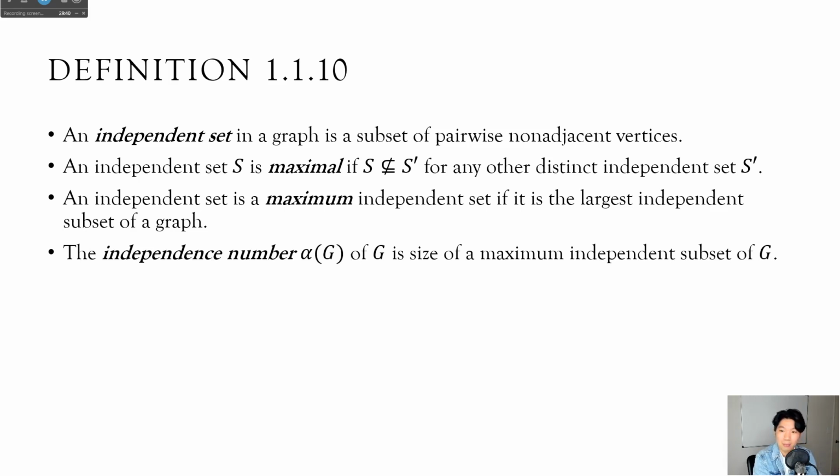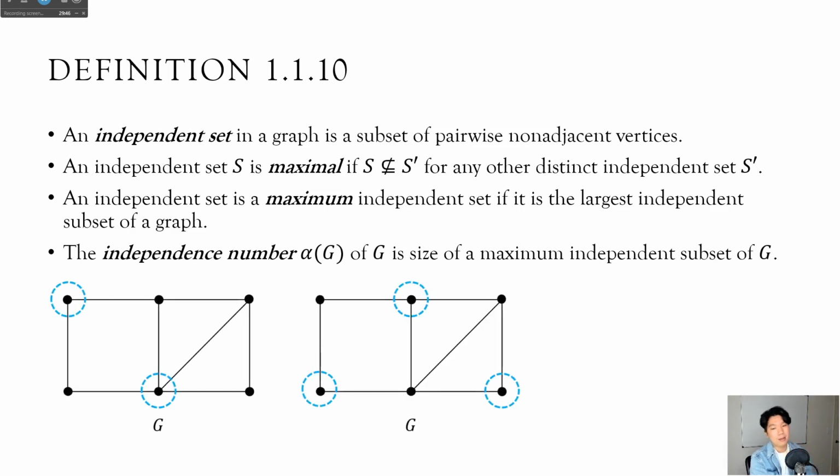Looking at an example, I really want to emphasize the difference between maximal and maximum. Here I have the same graph, but I circled different vertices each time. For this first one on the left, I circled this one on the top left and this one in the bottom middle. First off, this is definitely independent. The vertices I've circled are not connected to each other. So I'm independent. That's really nice.